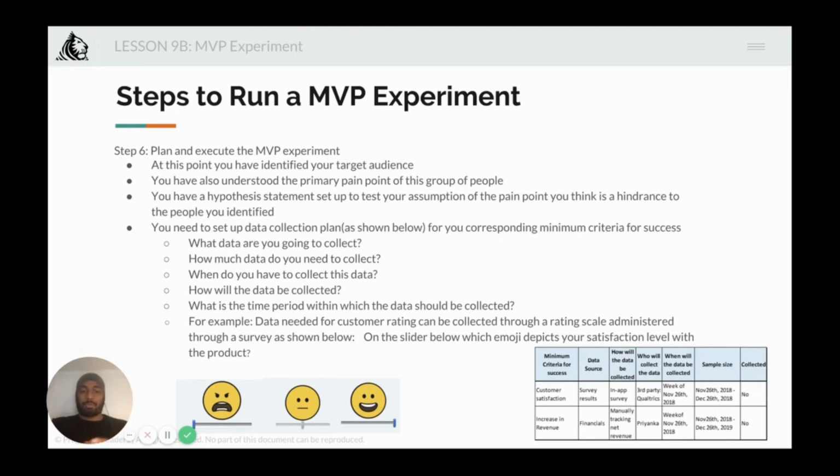right? So minimum criteria for success was, let's say, increase in revenue or customer satisfaction. What is the data source? Survey results. How will the data be collected? In-app survey. How will we collect the data? Third party Qualtrics. Qualtrics is a software. When will the data be collected? Week of November 26th, 2018, for example. The sample size and whether it was collected, yes or no. So then you can have a clear direction that your experiment was successful or not.